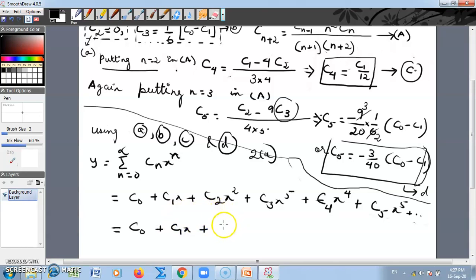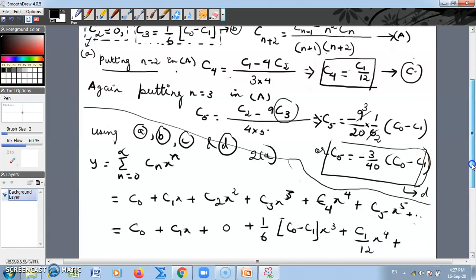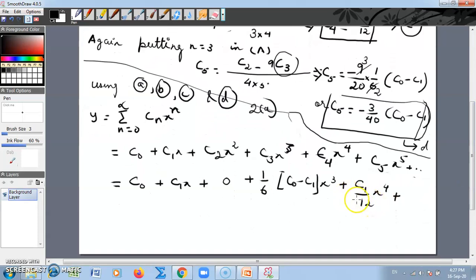Plus what was C2? C2 was 0, so we have a 0 here, plus what is C3? C3 is 1 by 6 C0 minus C1 into this will be 3 x cubed plus what is C4? C4 is nothing but C1 by 12, so it is C1 by 12 x to the power 4 plus we come to C5 now. And what is C5 now? C5 is, if I should write, I think I should drop this plus sign. It comes as a negative number. It has a negative sign.